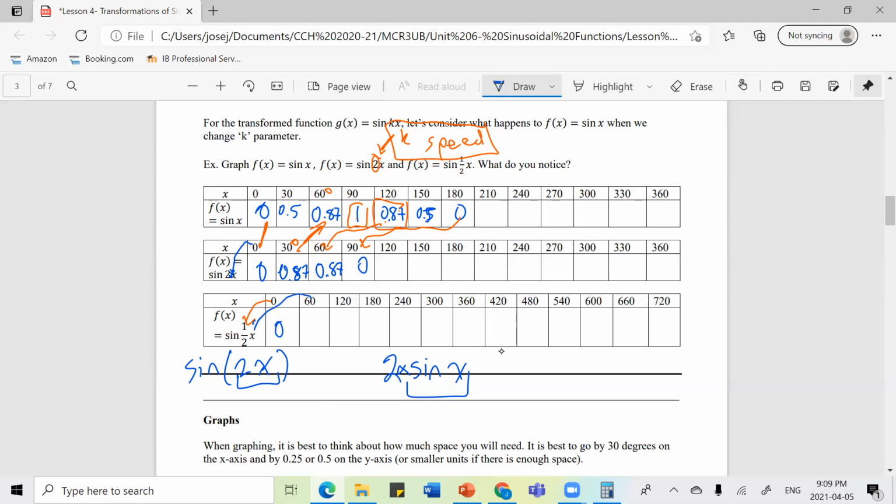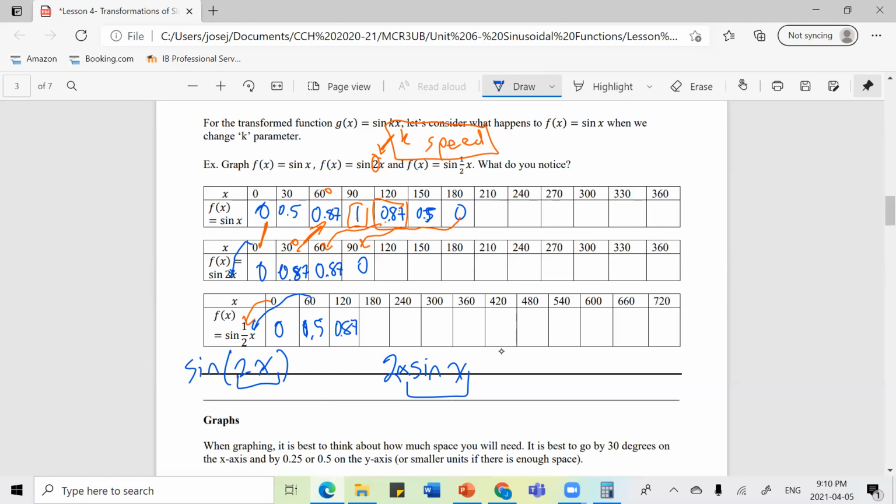Then for the next one, the sine of a half times 60 degrees. So half of 60 degrees is 30 degrees. So what is the sine of 30 degrees? Well, we can clearly see here the sine of 30 degrees is 0.5, which is the same y value we have here at the top. We've continued this on the sine of 120 degrees. So half of 120 degrees is 60 degrees, and we know the sine of 60 degrees is 0.87.